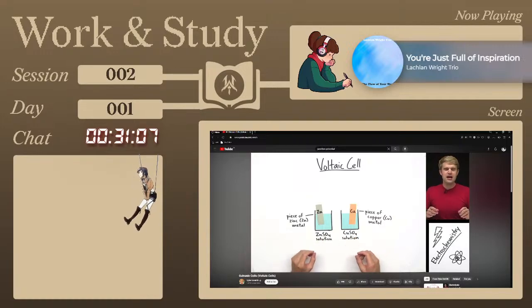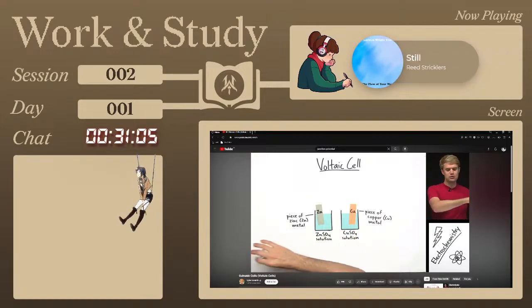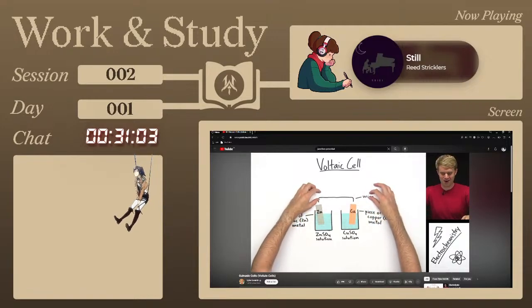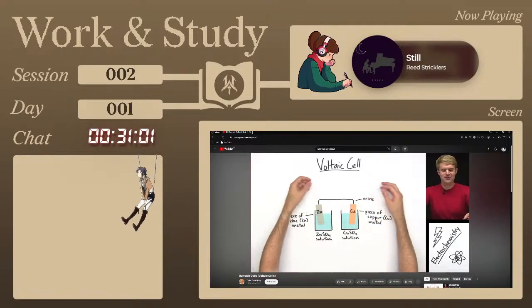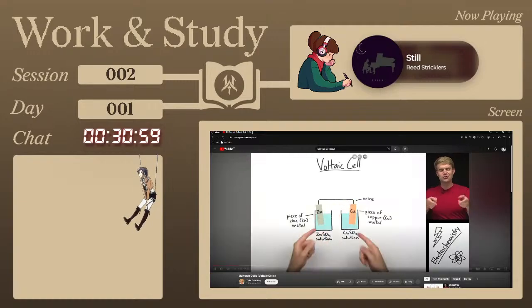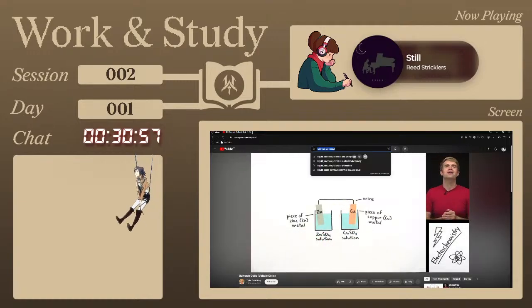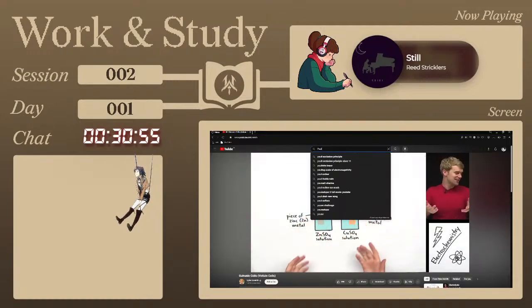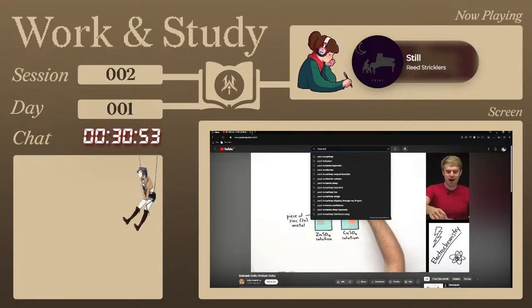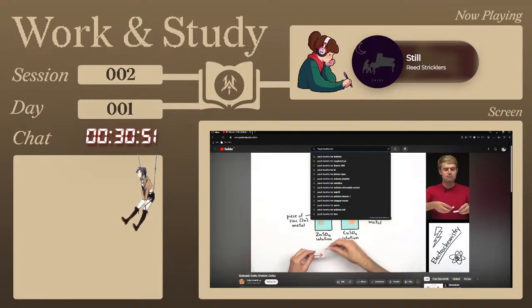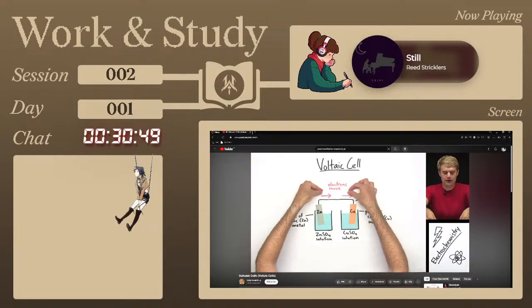The next thing we do is we take a wire, a metal wire, and we use that to connect the two pieces of metal together. And when we do this, something amazing starts happening. Electrons start moving through this wire.